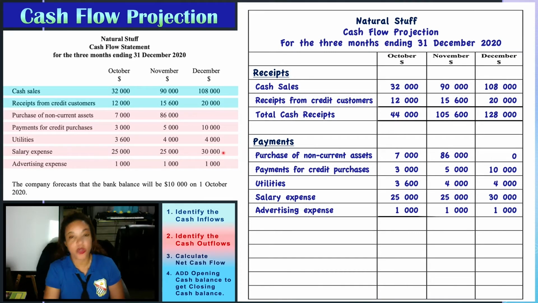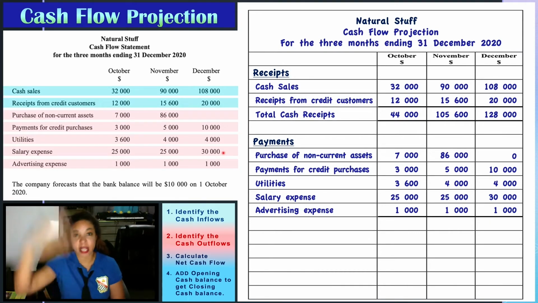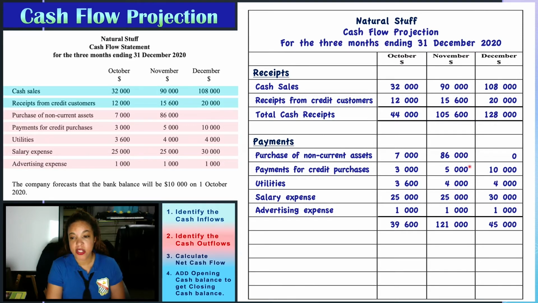So you just tally. Remember, we draw a line every time we're going to do a calculation. So we draw our line and we add up for each month. If you have not done this before, you can pause and check my calculations for me, and you can always let me know if I have anything wrong. I think I checked and double checked, but we all make mistakes, right? So these are supposed to be your total payments for October, November, and December. And you draw your line.